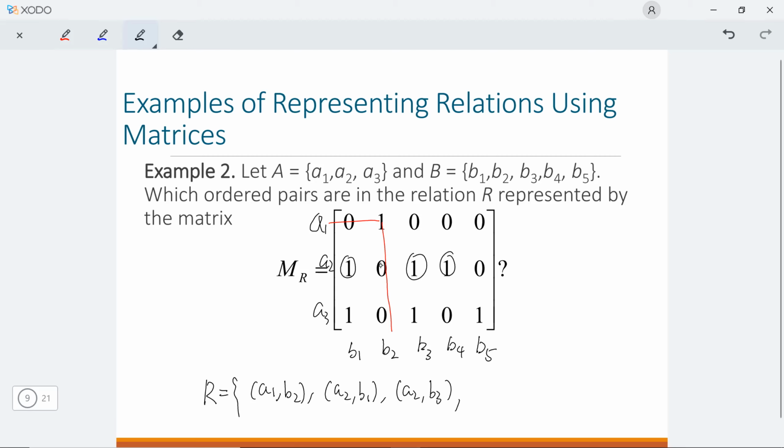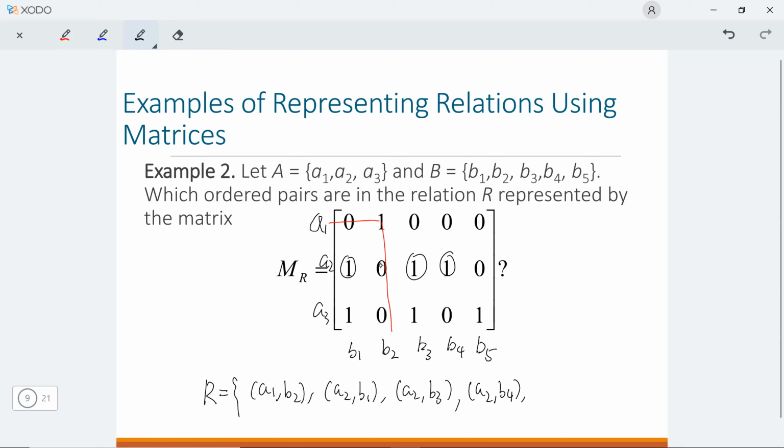Okay, and the last one in our second row is from column 4. So it's for B4. That means here we have A2, B4 also in our relation. Okay, so far so good. Then let's move to the last row.